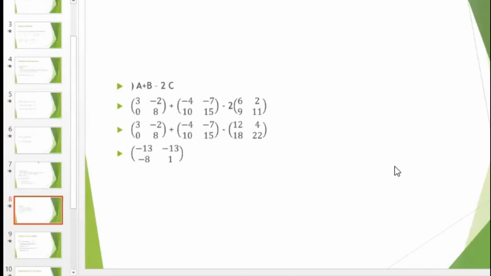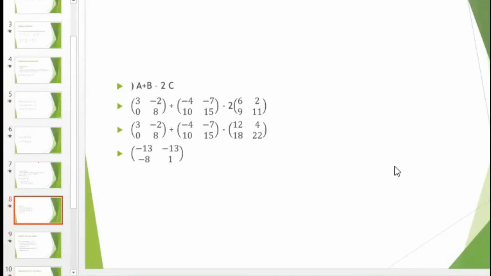Are we good with this example? You will notice here the first thing we did was remove the scalar. We did the scalar operation, which is 2 by 6, 2 by 9, 2 by 2, and 2 by 11. And we set it down there.